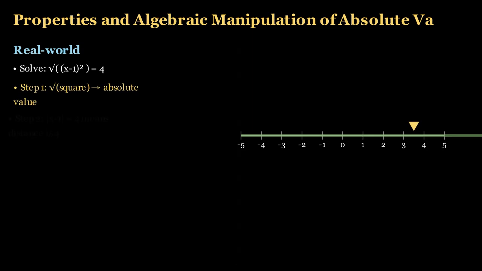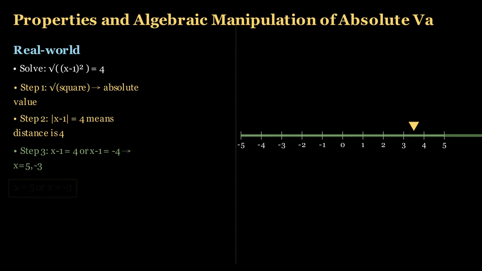Check: 5 minus 1 is 4, square is 16, square root is 4. -3 minus 1 is -4, square is 16, square root is 4. The absolute value caught the hidden negative solution.